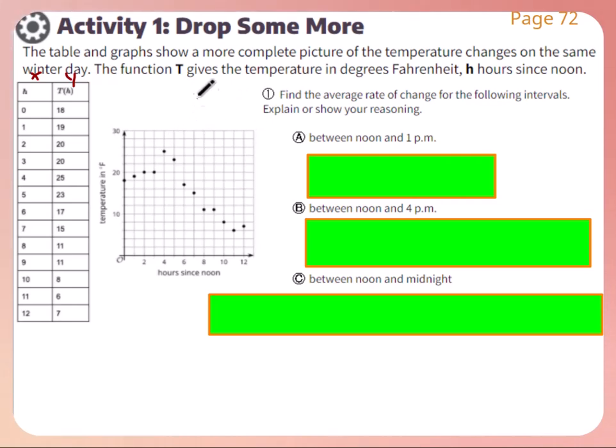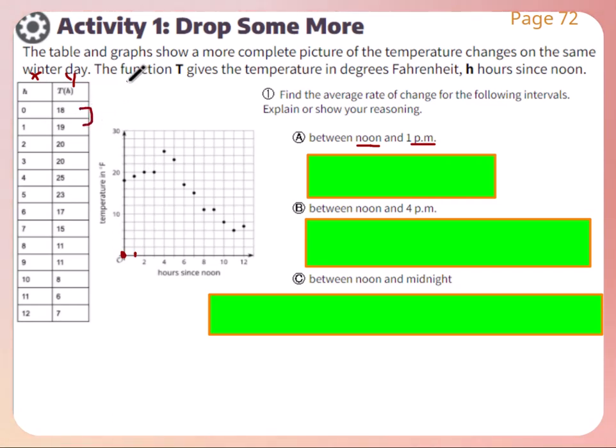So we've graphed those points. The function T gives the temperature in degrees Fahrenheit, H hours since noon. Find the average rate of change for the following intervals. Explain or show your reasoning. So we're looking between noon and 1 p.m. Okay, so noon is going to be at 0. We start at noon. The next hour is going to be 1 p.m. You can look at the graph, but I like to look at the table, noon and 1 p.m.